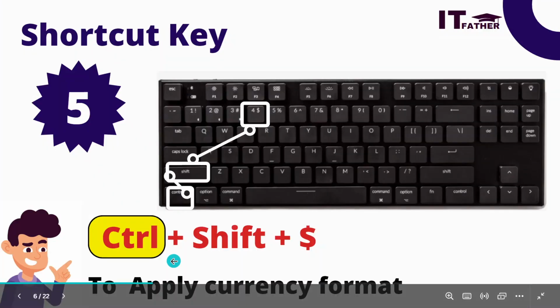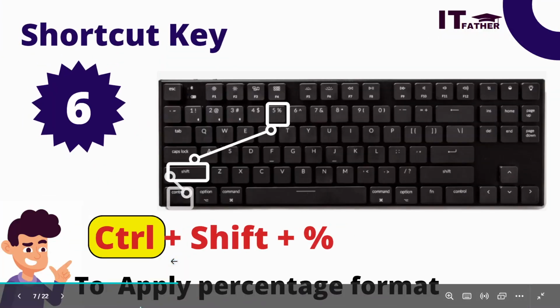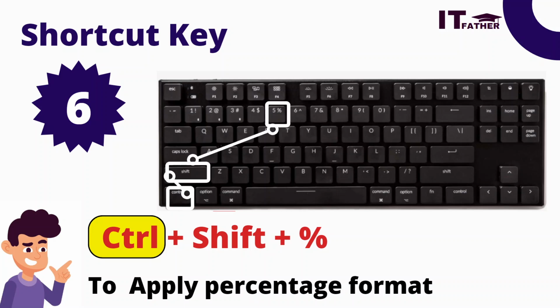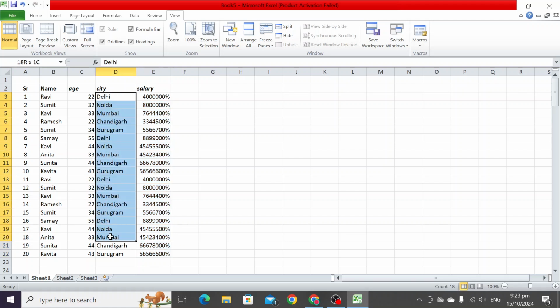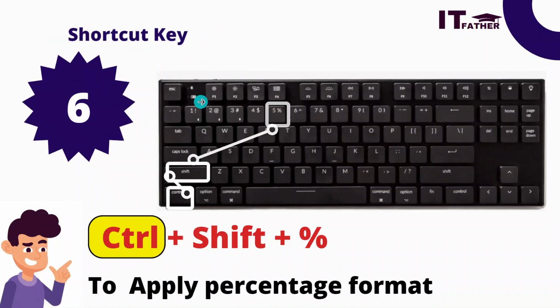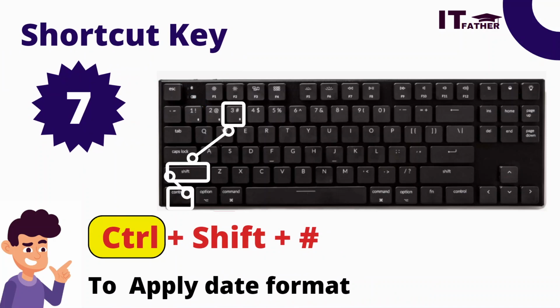In the same way, next we have Ctrl plus Shift plus Percent sign. If you want to provide percent format, then press Ctrl Shift Percent sign. Automatically all the numeric values will be in percent format. This will not have any effect on text data because these shortcut keys are used for numeric values only.